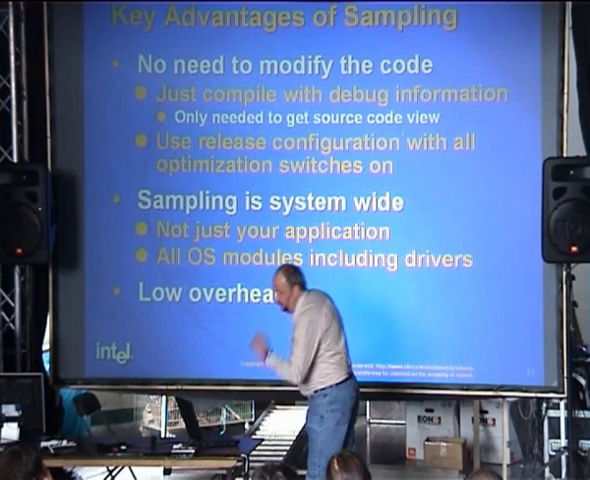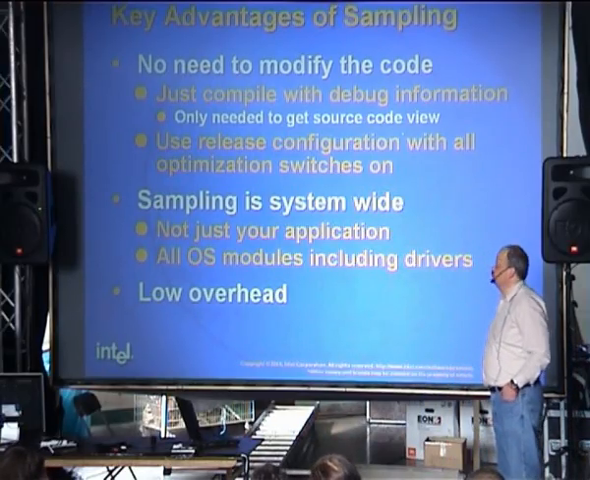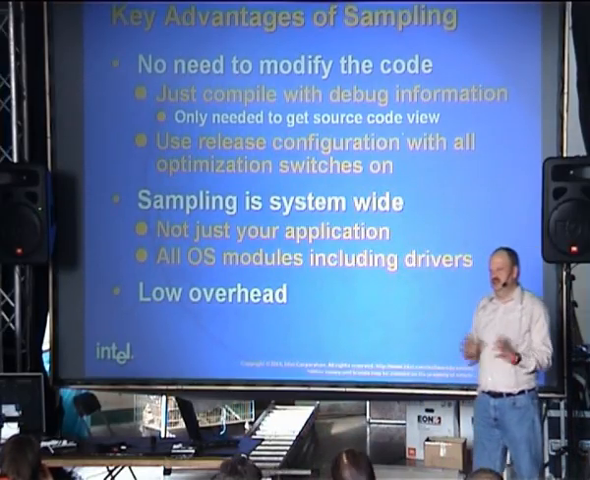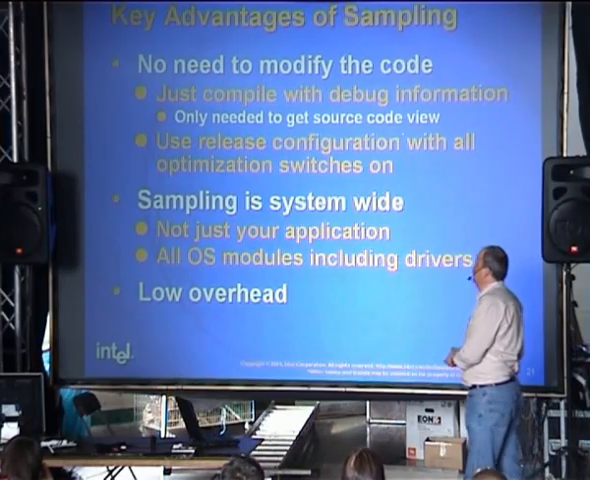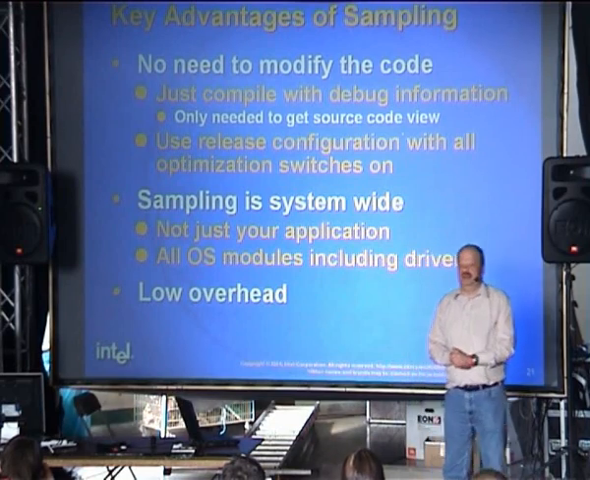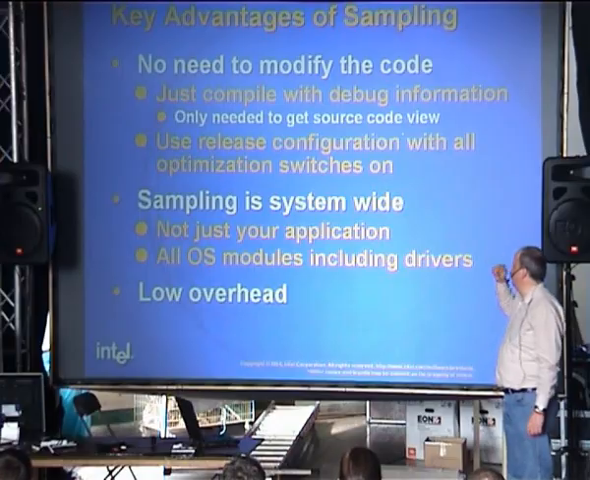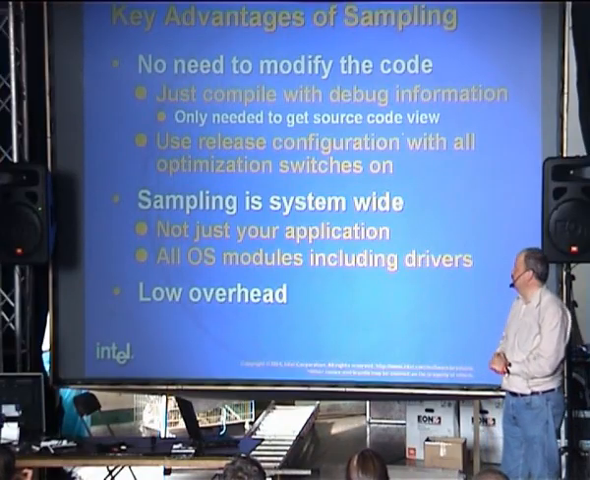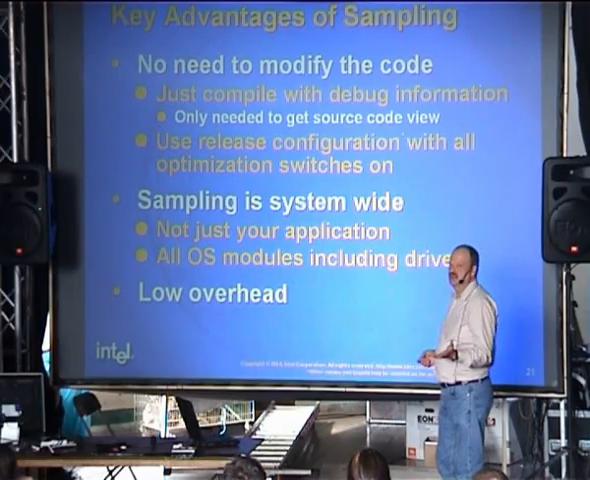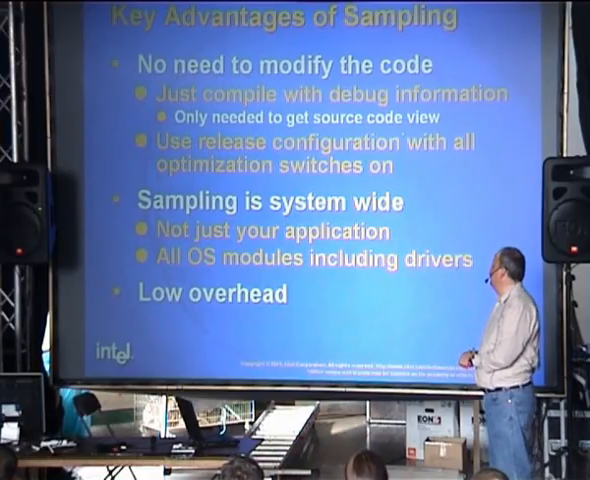Last slide here about the advantages of sampling. First, there's no need for you to modify your code. You can do it immediately, and you should never lower your optimization level, because you want to check the release version of your application. The only option you might want to add is the option to generate debug information, because if you want to get the source view, we need to have the line number information to create the mapping.